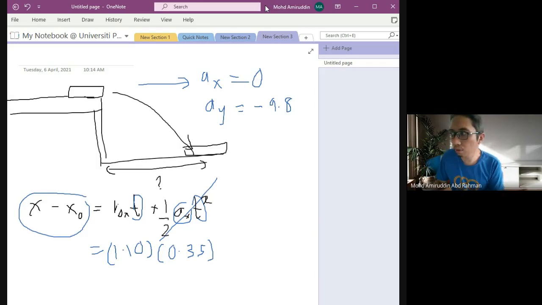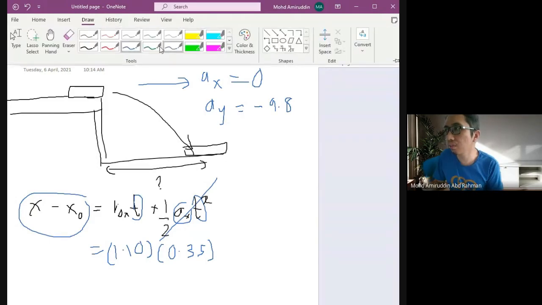Okay, so now we need to find the velocity. The velocity will be Vx or Vy. So Vx and Vy, this is what we need to find. So previously, what is that? The equation of Vx and Vy is this one.